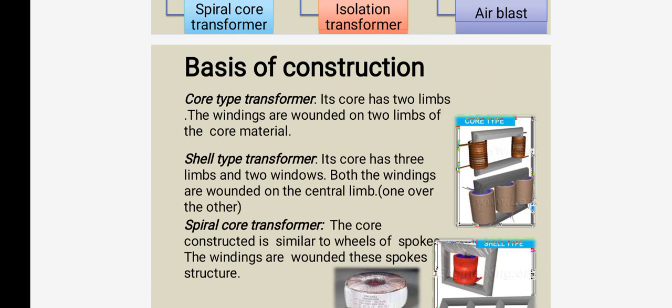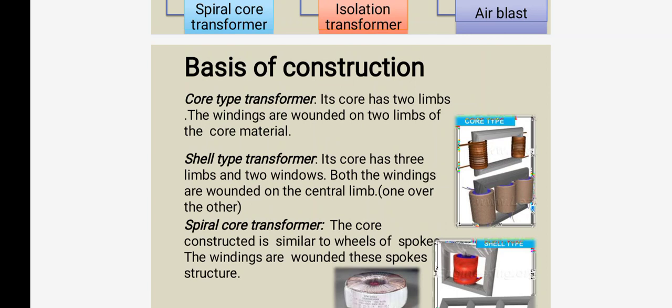Shell type transformer: the core has three limbs and two windows. Both windings are wound on the central limb, one over the other. You can see here, the first one is the core type and the second one is the shell type. Both diagrams show the core type and shell type.